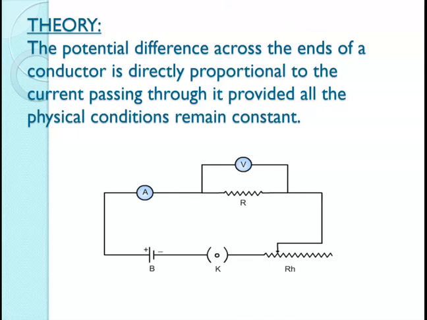Here the ammeter is connected in series with the resistor and the voltmeter is connected in parallel to the resistor, and these ammeter and voltmeter are then connected with battery, key and rheostat.